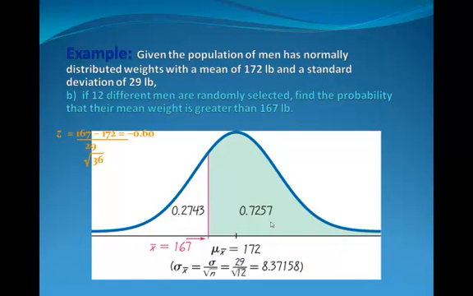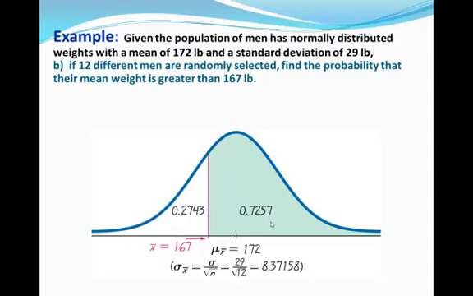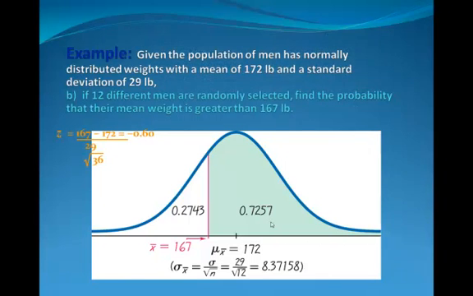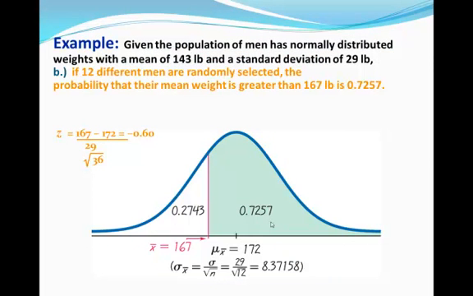So using z-score equals x bar minus mu over sigma over square root of n. So the mean of the sample means is 172. It's the same thing as the population mean. Standard deviation of the sample means will be sigma over square root n, which is 29 over square root 12, which is 8.37158. So based on these, z equals 167 minus 172 divided by 8.37158. So we end up with negative 0.60.